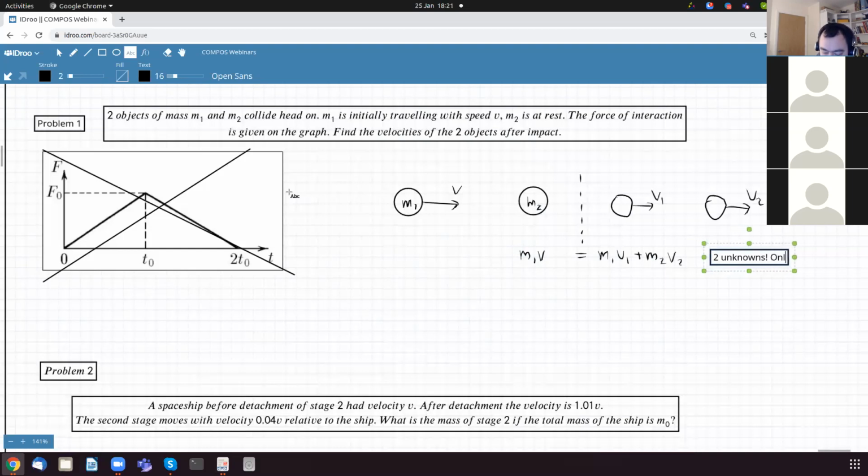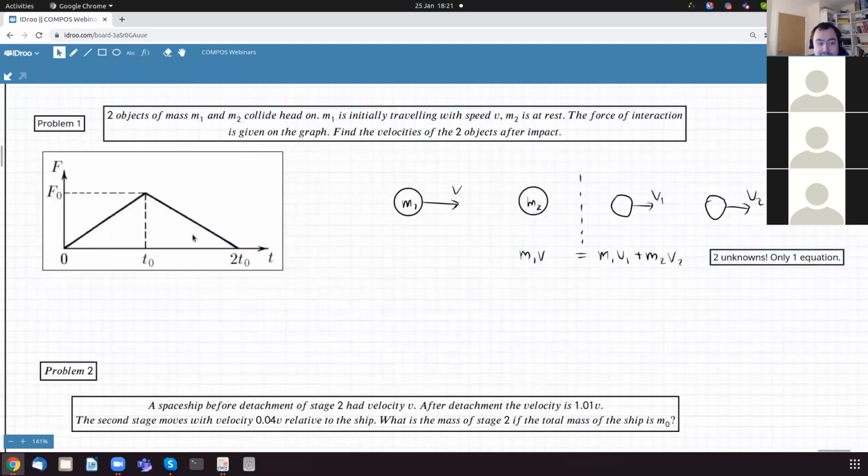Only one equation. And as you know, two unknowns and one equation usually is unsolvable, unless you can break it down into two equations. So you can't solve it. You could assume, for example, that the collision is elastic, but we don't know that. We don't know if the collision is elastic or inelastic, so that's not helpful. So we have to use the impulse.